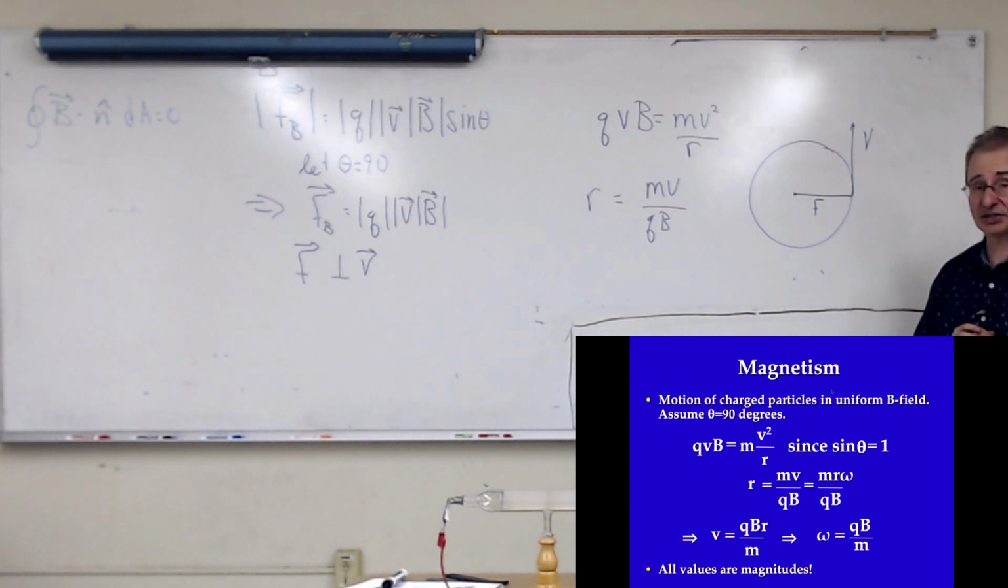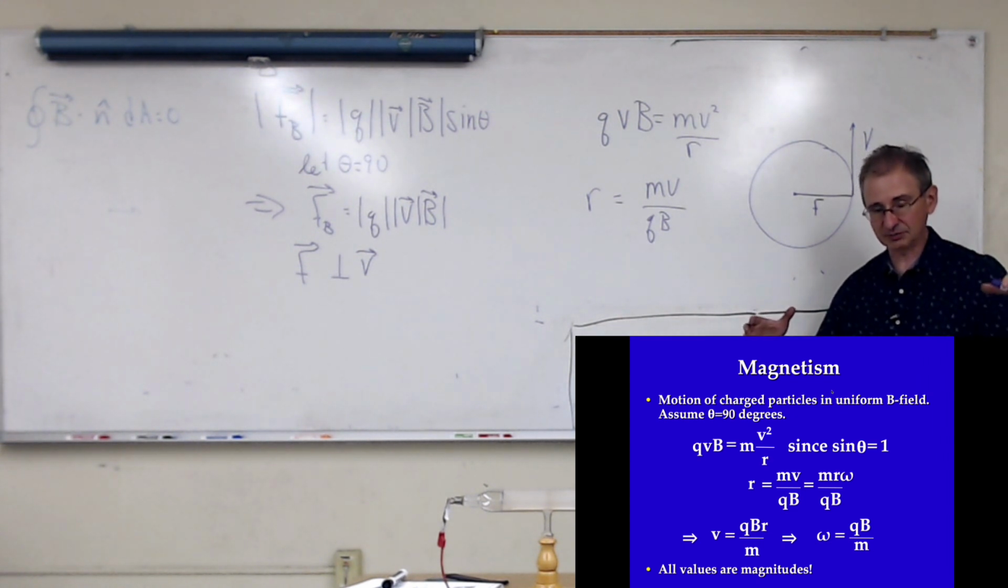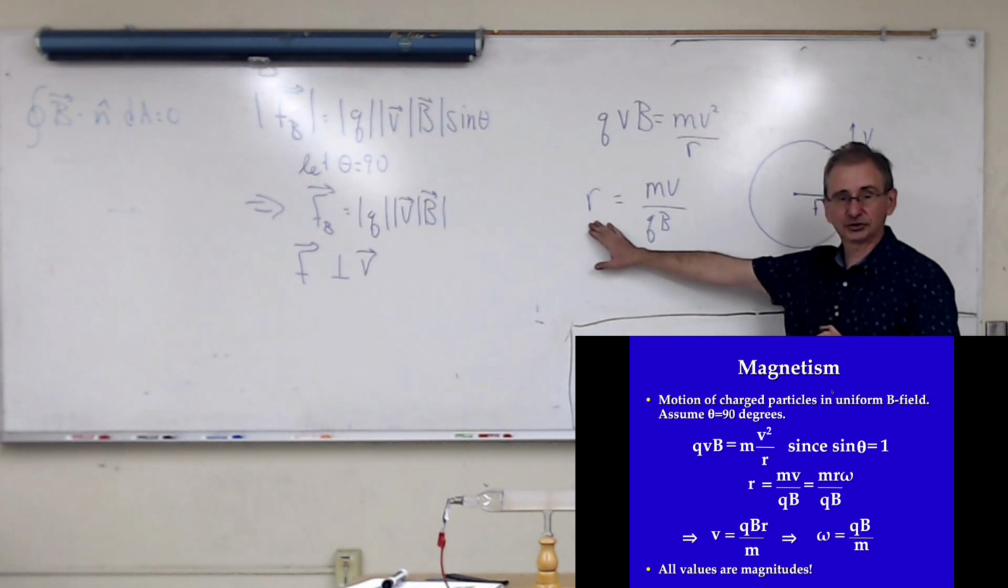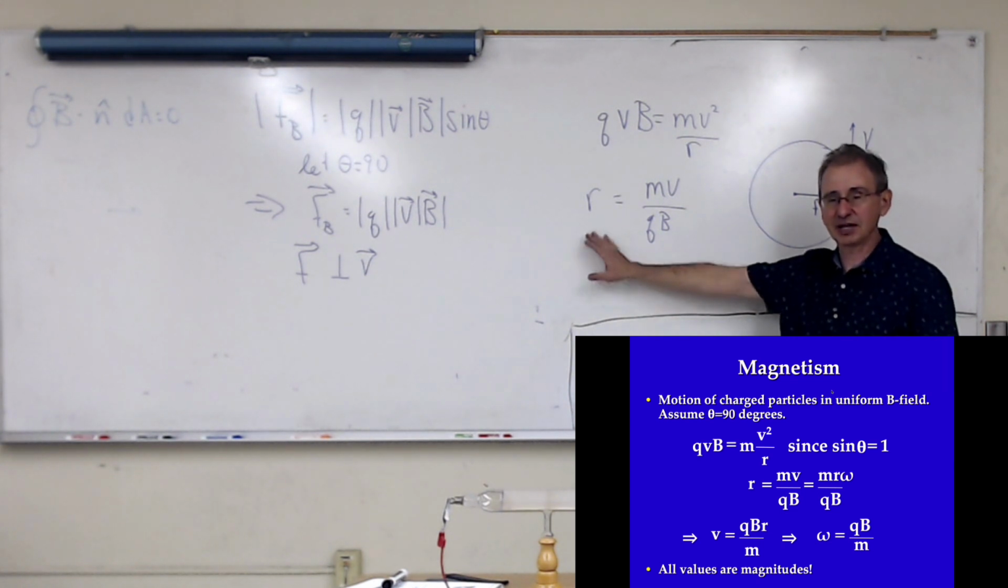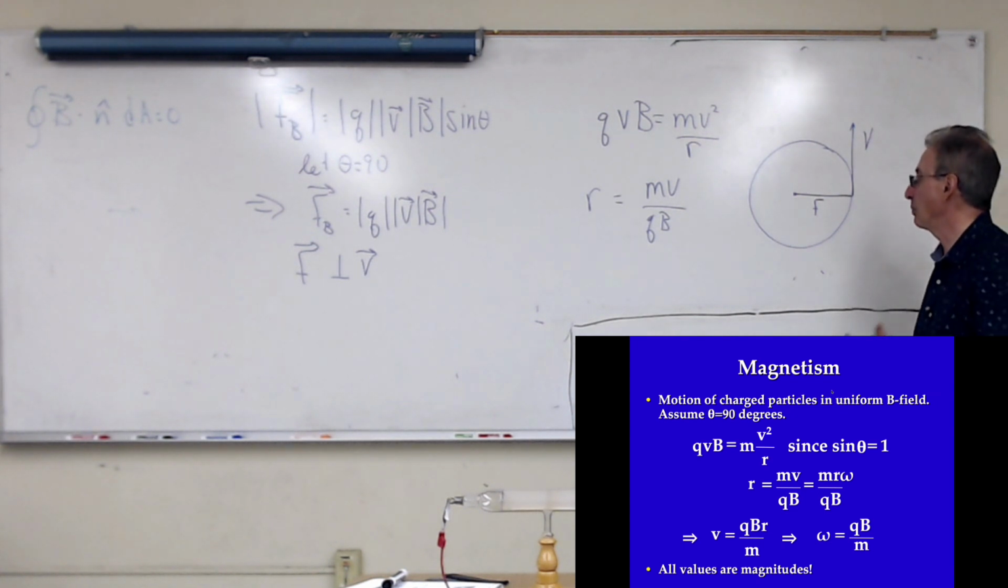So sometimes you'll actually see these systems called momentum selectors, which will bend charged particles in a radius of a circle. Of course, sometimes they're called mass spectrometers. We'll talk about those later. Okay. But they are momentum selectors.